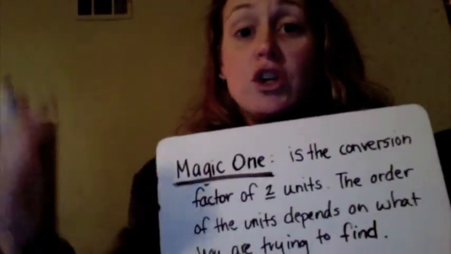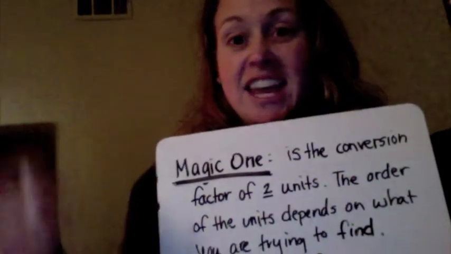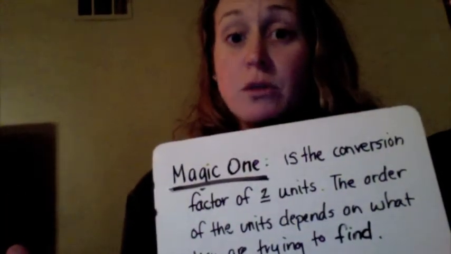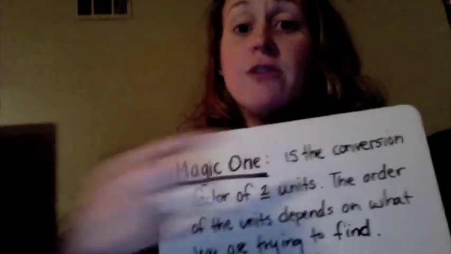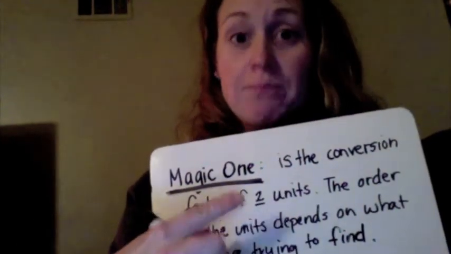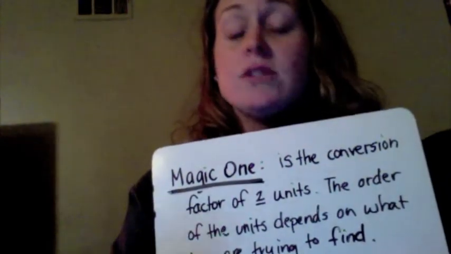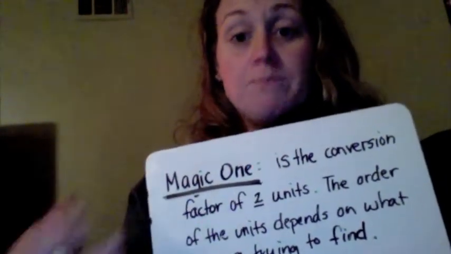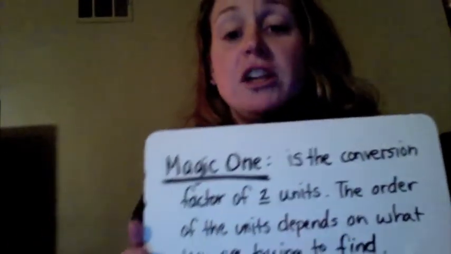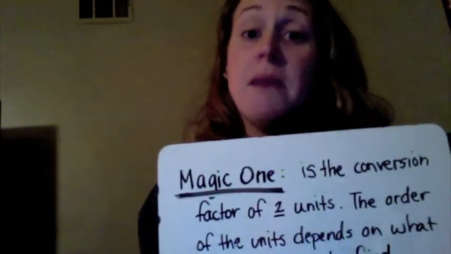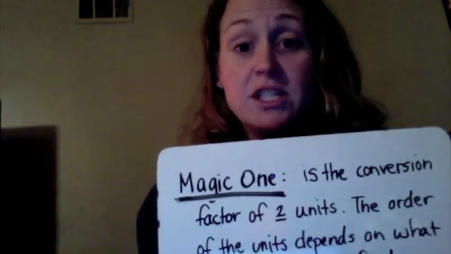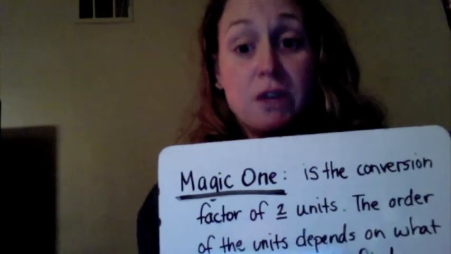Some of you have a handout that walks through the notes for this unit, and there's going to be a box with Magic 1 in it. If you do not, you're just going to write on your notes the definition for Magic 1. So, the strategy we're going to be using for converting units is called Magic 1. Magic 1 is the conversion factor of 2 units.